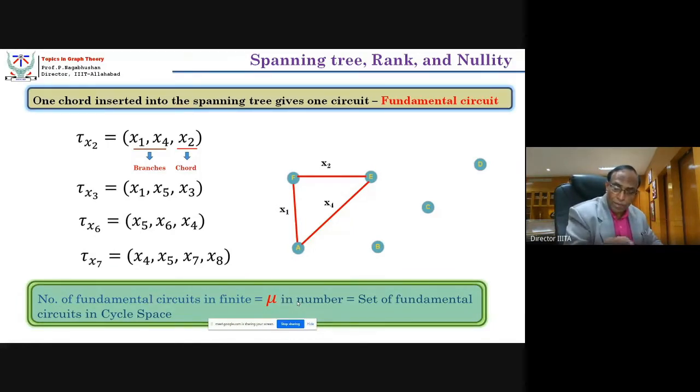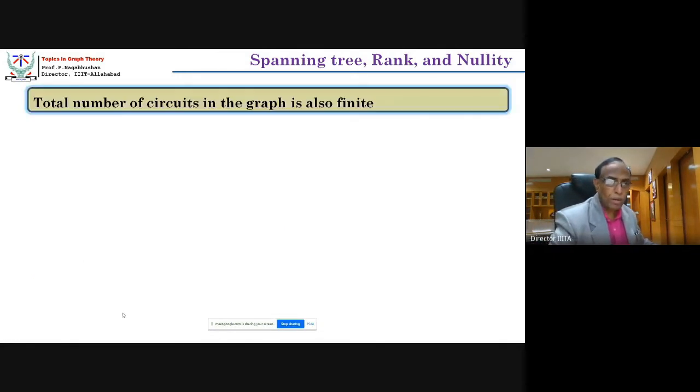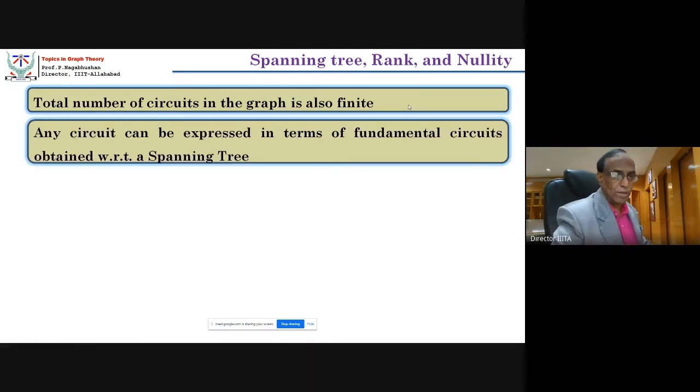The set of fundamental circuits constitutes a cycle space. It is a space of all fundamental cycles. Is that okay? It is a cycle space. All right. The total number of circuits in the graph is finite. Any circuit can be expressed in terms of fundamental circuits. So you give any circuit, they can always be derived from the fundamental circuits, and the fundamental circuits are derived from a spanning tree. Note that.